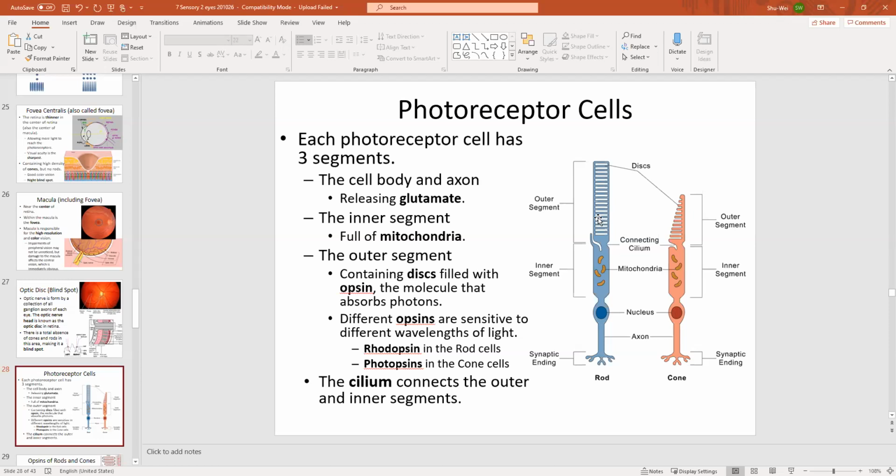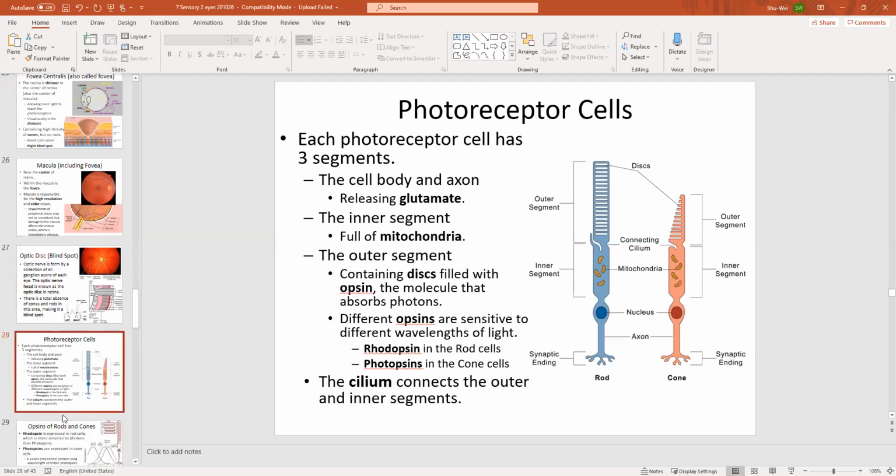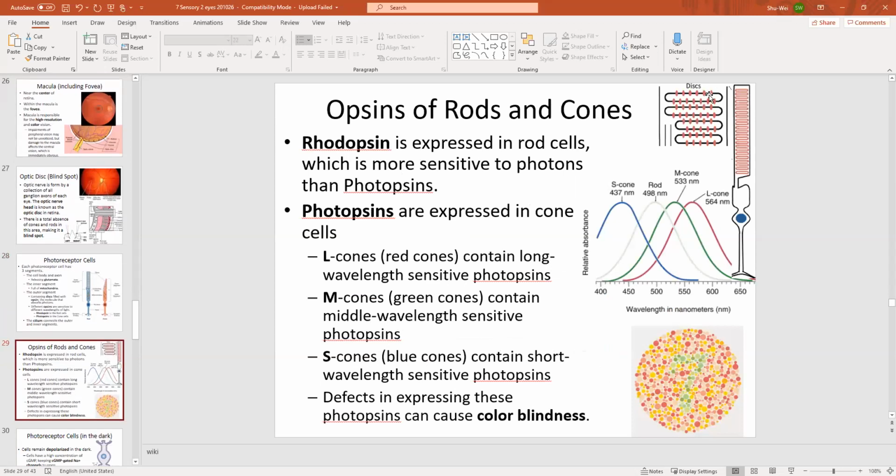In the rods, we have the discs. This is basically multiple extra membrane right here. If we look down here, this is what provides the membrane and the anchor for the membrane protein. This little blue thing is a transmembrane protein. This is either the rhodopsin in the rods or photopsin in the cones. So this is the opsin. This opsin is a transmembrane protein that can convert the photon into the electric signal.